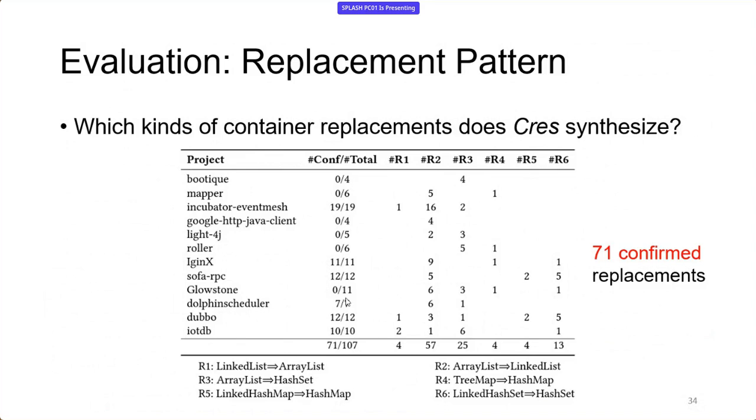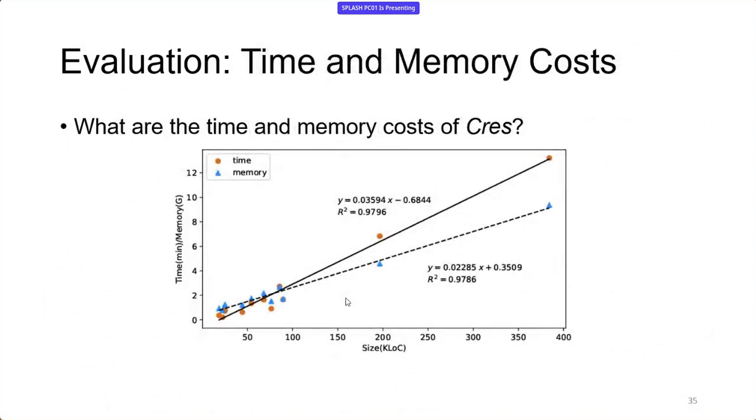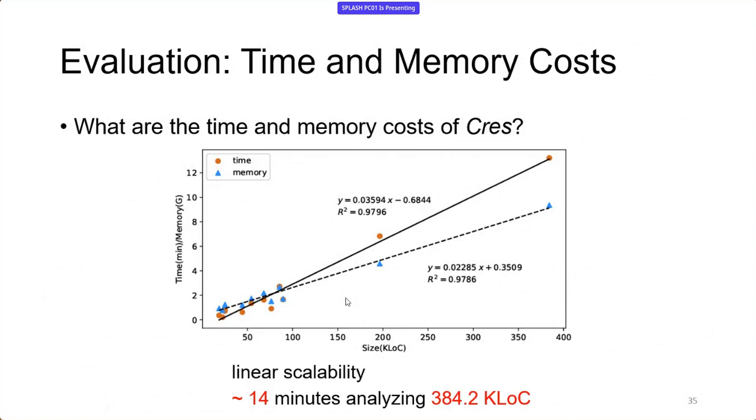We also quantify the time and memory cost. As you can see, our approach shows linear scalability, and we can finish analyzing a project with about 400,000 lines of code in 14 minutes. Here I want to mention that I just try to show the scalability. It does not mean that our approach has a linear time complexity.